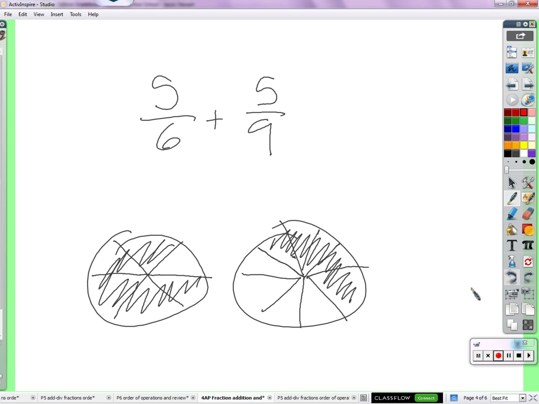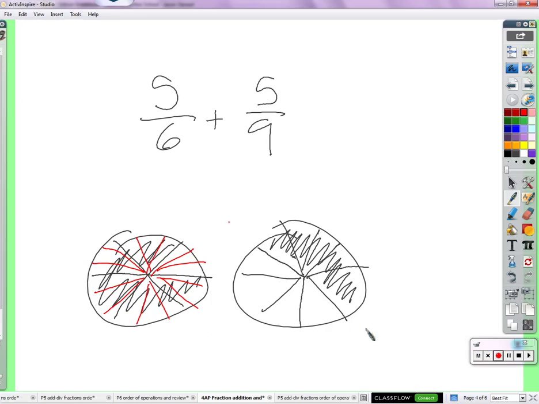What if I try again? I try dividing it into not 2 pieces, but 3 pieces. Now how many pieces is this pie cut into? Six to start with, and I cut them each into three. 18. Six times three is 18.